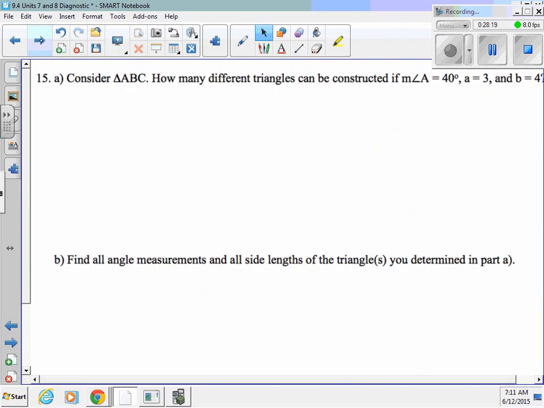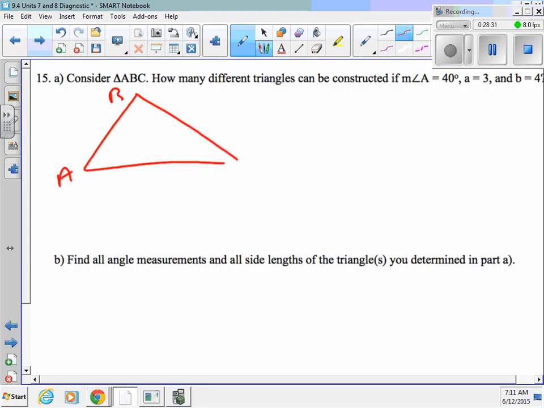Okay, 15, consider triangle ABC. How many different triangles can be constructed if angle A is 40, a is 3, and b is 4? Well, so I have triangle ABC. Angle A is 40, b is 4, and little a is 3. So the only way I can really do this is to use the law of sines to get another angle.